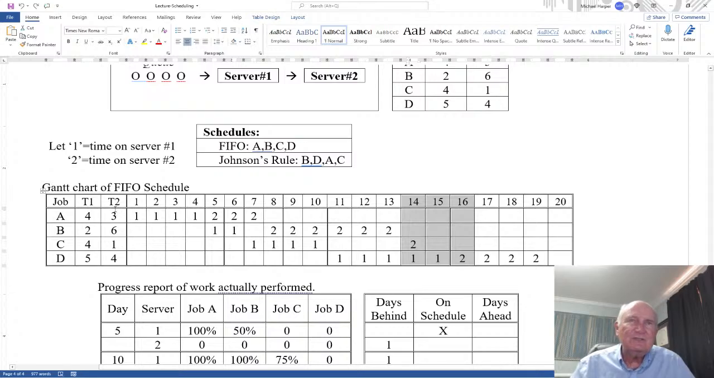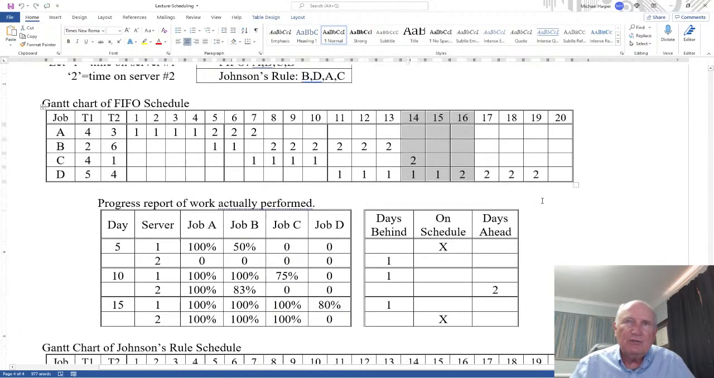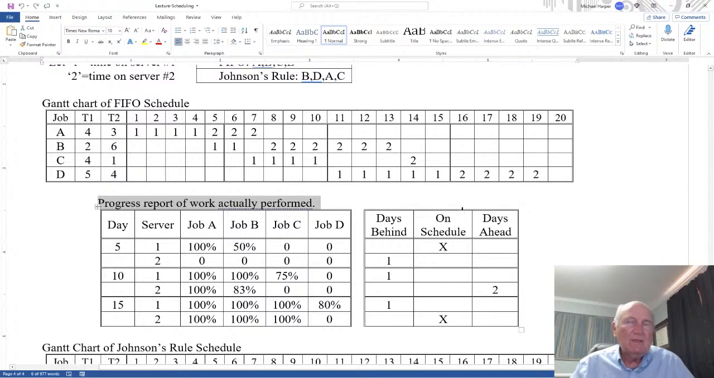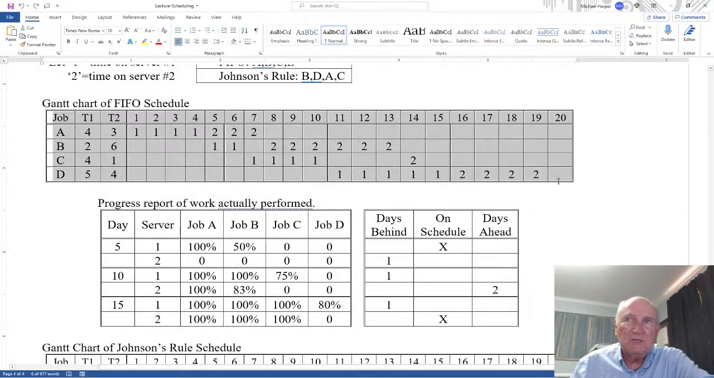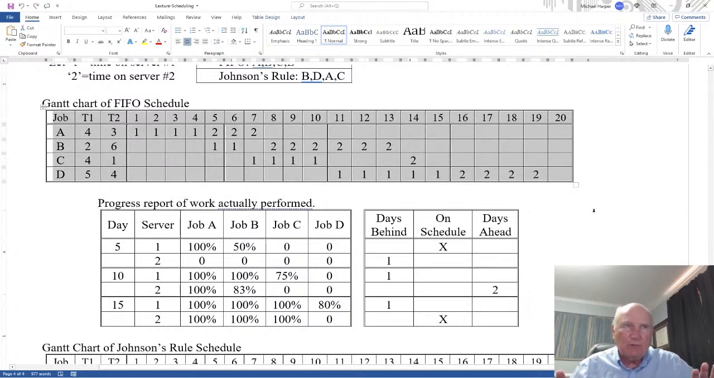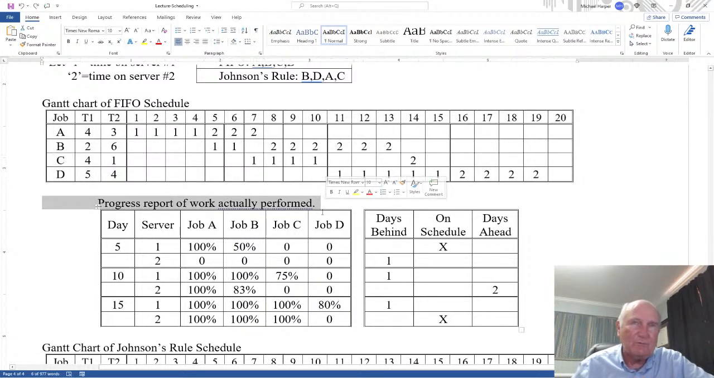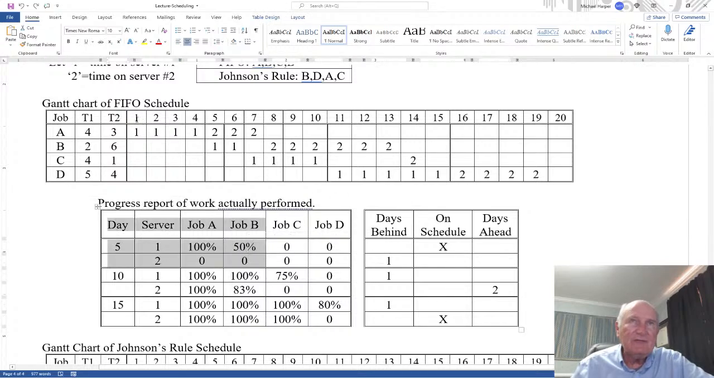Well, in addition to the scheduling part of a Gantt chart, you can also use a Gantt chart for management. This is a progress report of work actually performed. So, for example, suppose that this is a schedule. You haven't started working yet. But then once you start working, this is just a schedule. Sometimes you're ahead of schedule, sometimes you're behind schedule, sometimes you're on schedule. So down here is the work that's actually being performed. So let's look at day 5, 5 days into this thing.